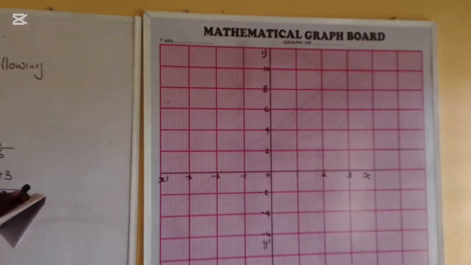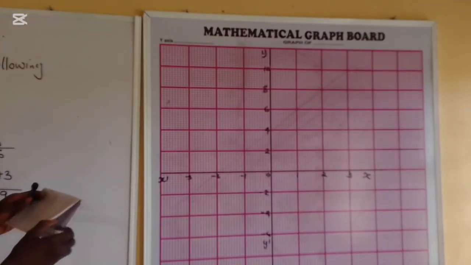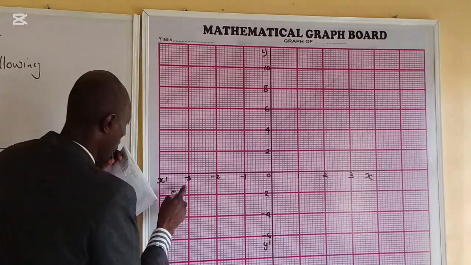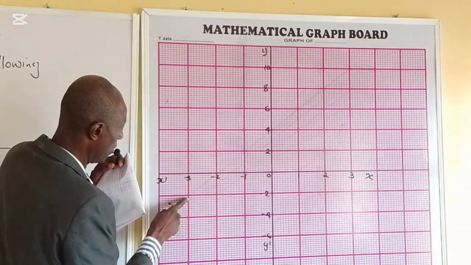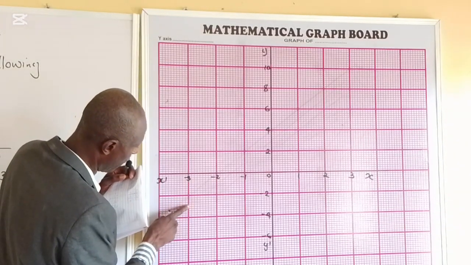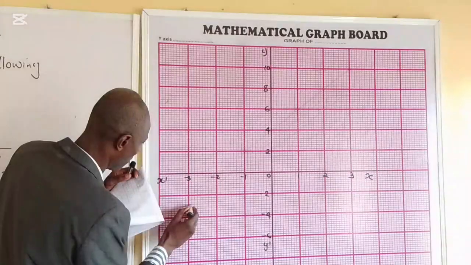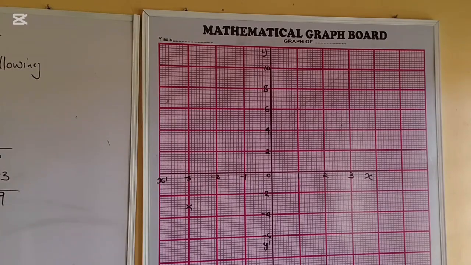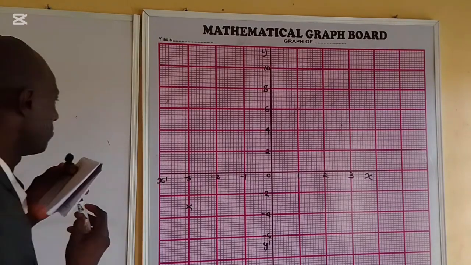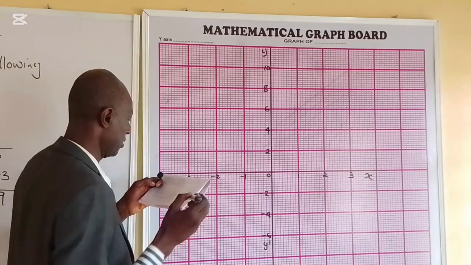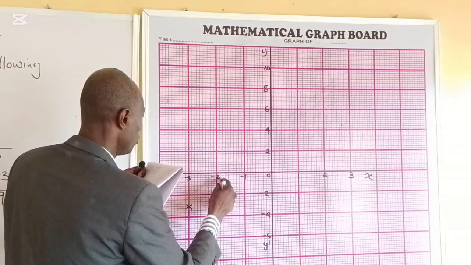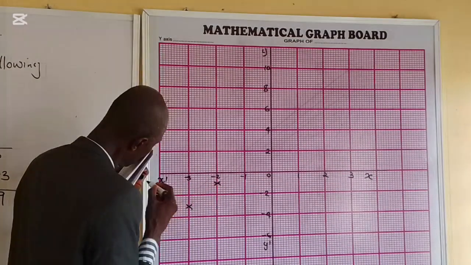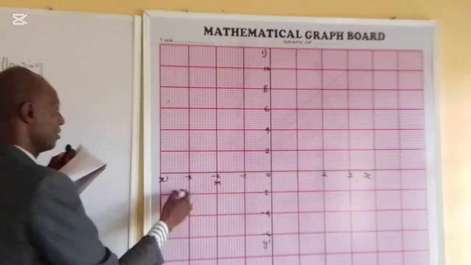Alright, when x is minus 3, y is minus 3. Okay, here is minus 2. 1, 2, 3, 4, 5. This place is minus 3. When x is minus 2, y is minus 1. Y is minus 1. Okay? So if you fix this graph, you will circle them.